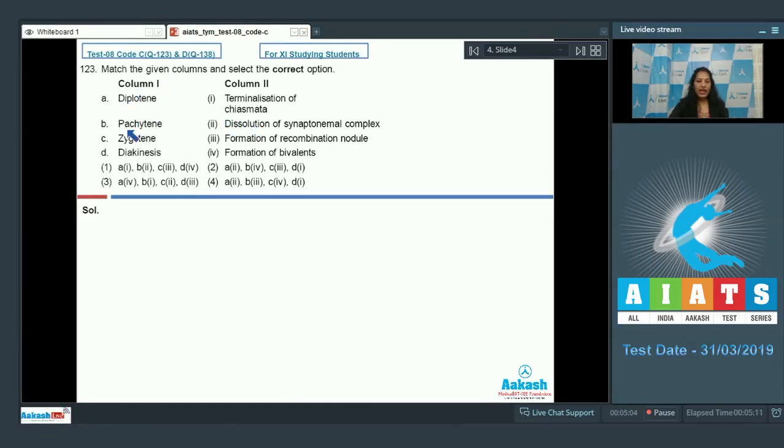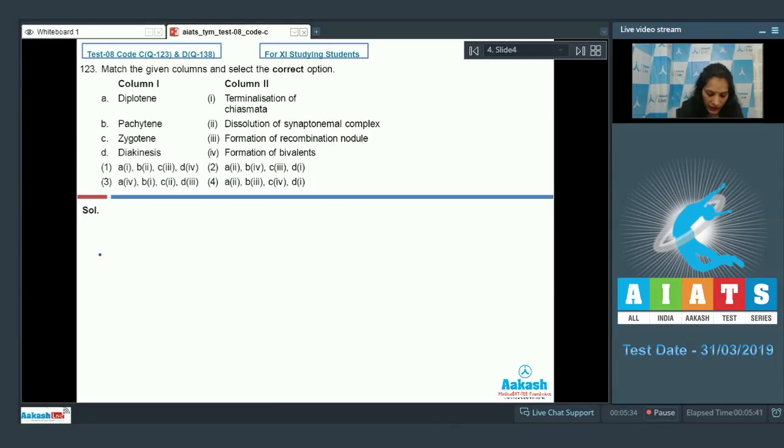So you have to match the items in column 1 to the items in column 2. A. Diplotene, terminalization of chiasmata. B. Pachytene, dissolution of synaptonemal complex. C. Zygotene, formation of recombination nodule. D. Diakinesis, formation of bivalents.